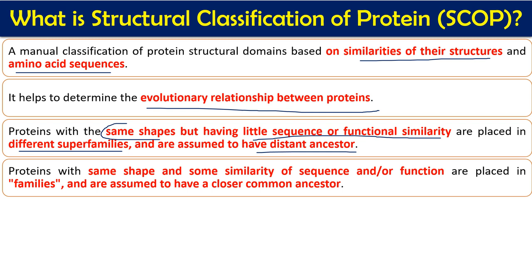Similarly, if proteins have the same shape and some similarity in the sequence or in the functions, they are placed in a family and assumed to have a close ancestor. So these are the two important things.